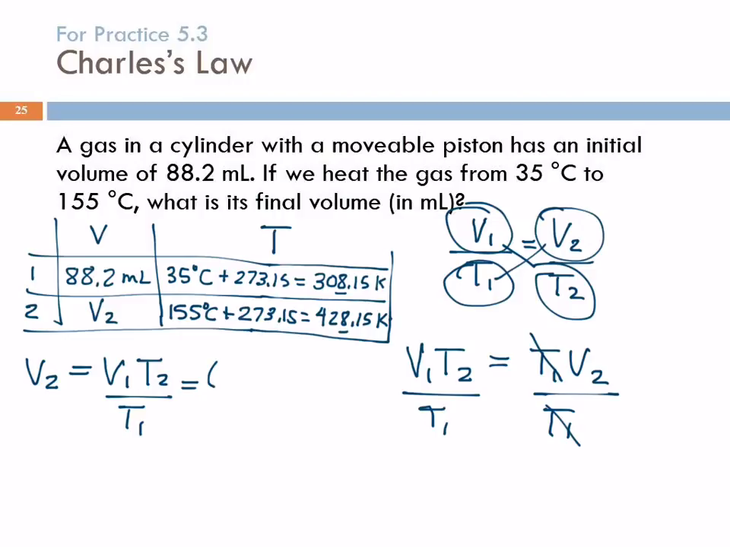V1 is 88.2 milliliters. Temperature 2 is 428.15 Kelvin. And temperature 1 is 308.15 Kelvin. Those units of Kelvin cancel out. The unit on this answer is going to be milliliters. That's what the question asks for.